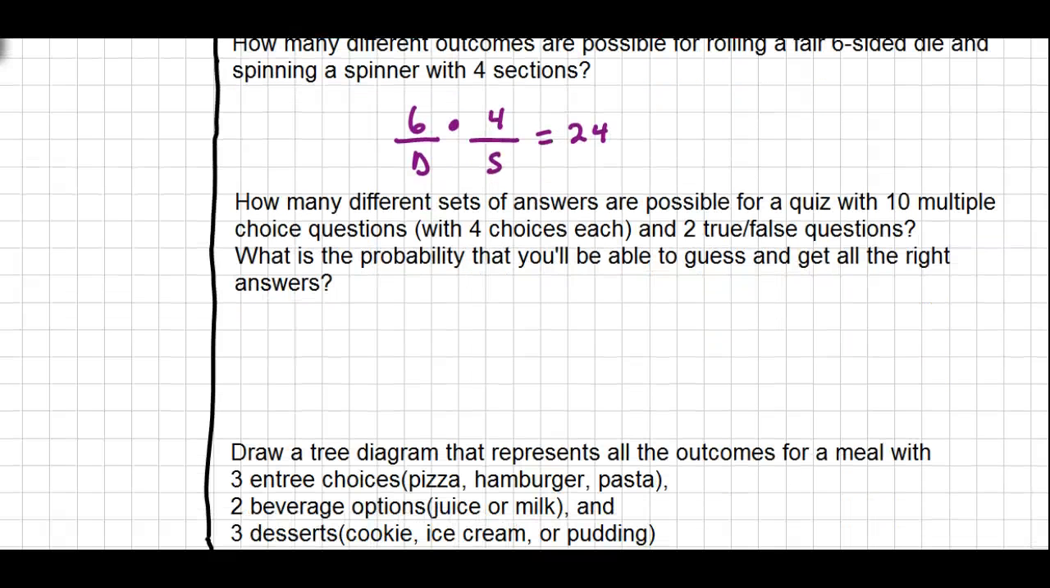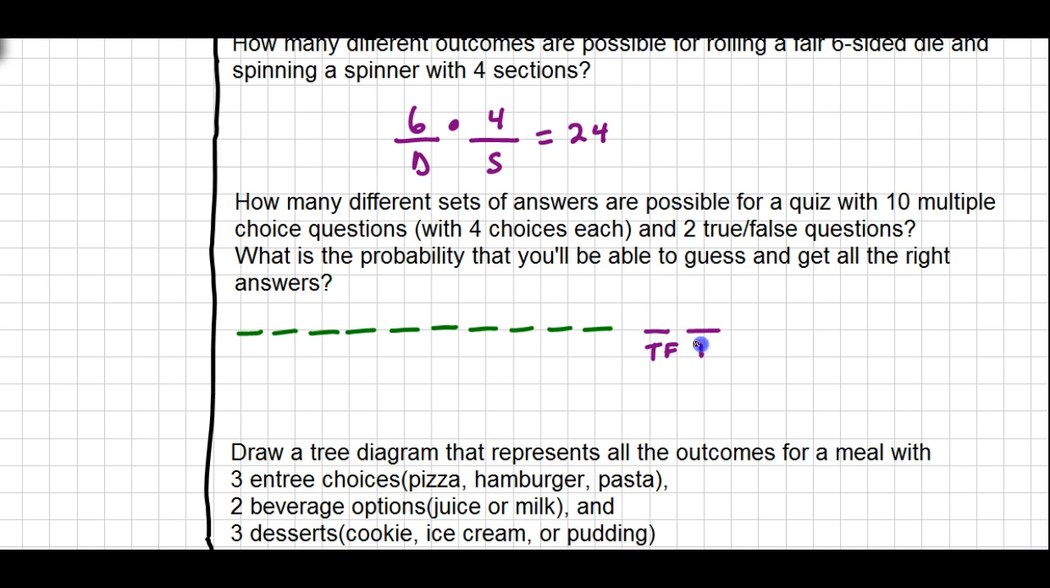Next question asks, how many different sets of answers are possible for a quiz with 10 multiple choice questions, each with 4 choices, and 2 true-false questions? And then make sure that you answer the additional question here of what is the probability that you'll be able to guess and get all the answers correct? So each question gets an answer blank. 1, 2, 3, 4, 5, 6, 7, 8, 9, 10. So that's for the multiple choice, and then I've got 2 true false.